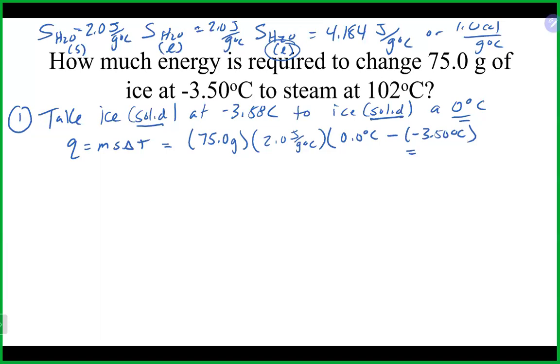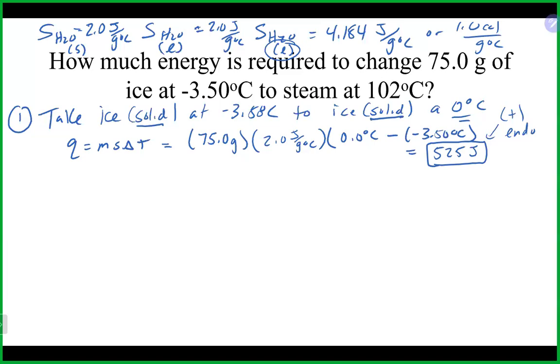And we will end up with here 75 times 2 times 3.5. We're going to end up with 525 joules of energy required just to do that first step. It is, again, a positive number, which means it's endothermic, like we would expect. We're basically heating up the ice.